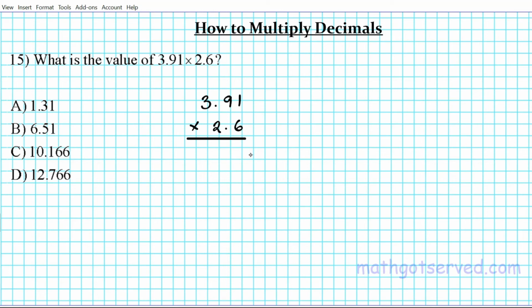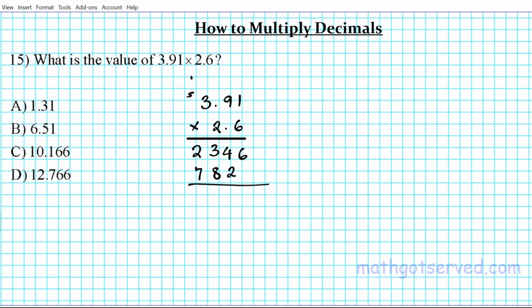So 6 times 1 is 6. 6 times 9 is 54, write 4 carry 5. 6 times 3 is 18 plus 5 is 23. And then we have the 2. 2 times 1, place it in the second place, is 2. 2 times 9 is 18, write 8 carry 1. And then 2 times 3 is 6 plus 1 is 7.